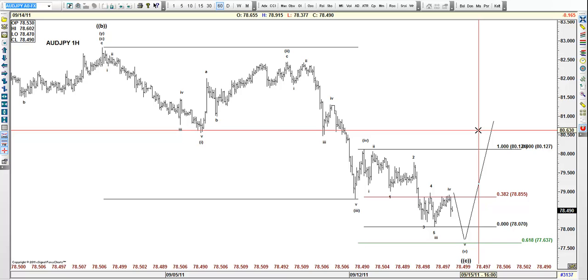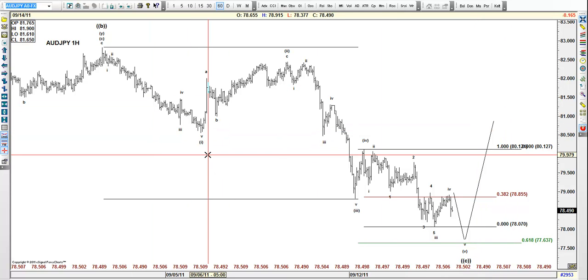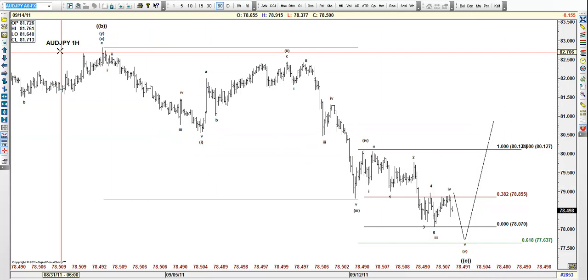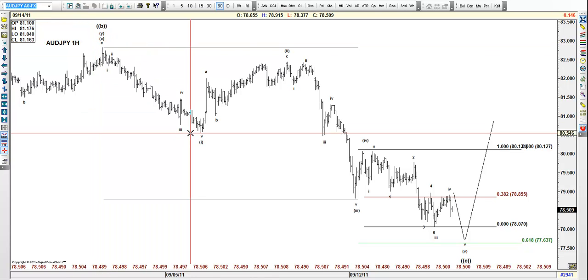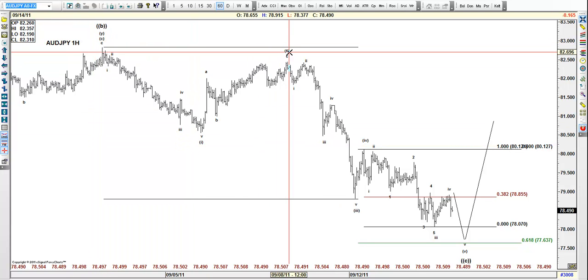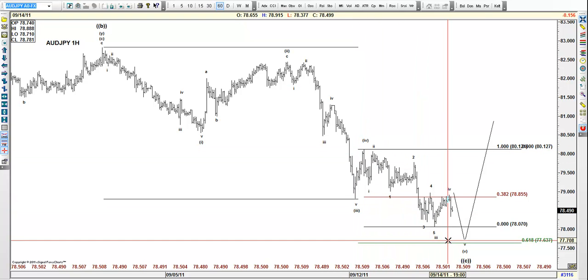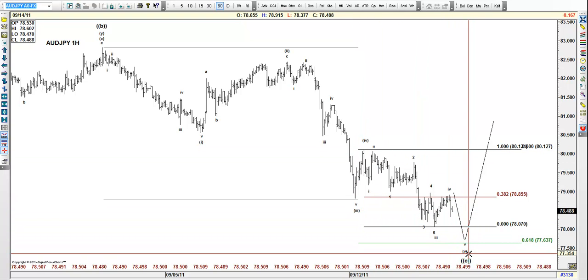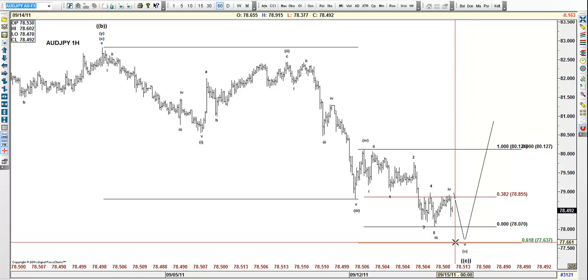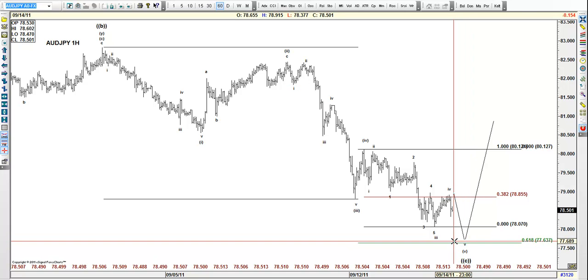This time around we like the Aussie group, and in the Aussie group we see the Aussie yen, where we have a 5, a 3, another 5, another 3, and another 5. That is coming to the end, and we like the area around 77.63 to create a bottom there.